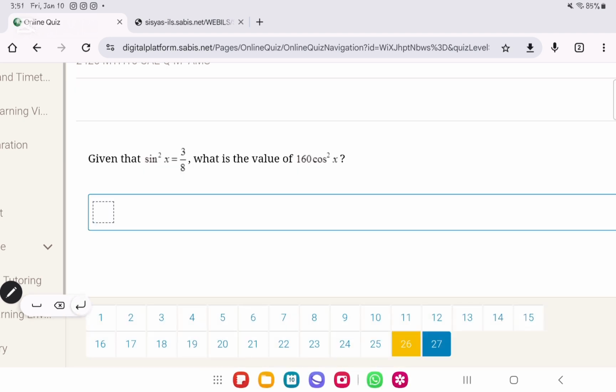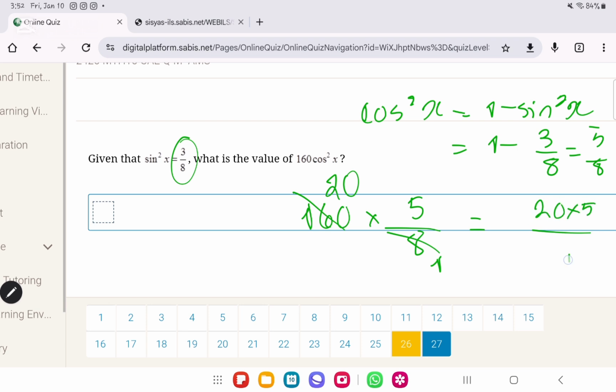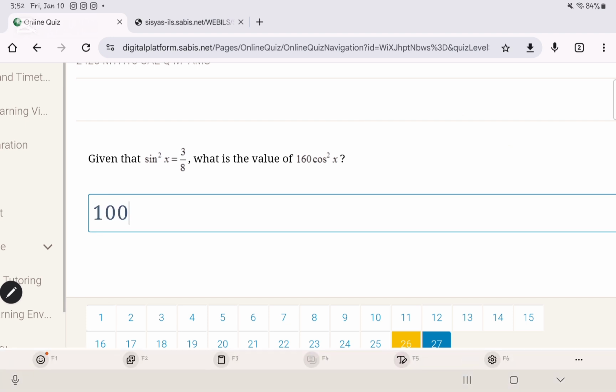Number 26. Here, this is a nice question again. We are given sine squared x. We just need to find 160 times cosine squared x. So cosine squared x is equal to 1 minus sine squared x. It's equal to 1 minus 3 over 8, which is 5 over 8. So that means 160 times 5 divided by 8. 160 divided by 8 will give us 20 over here and 1 over here. So that's 20 times 5 divided by 1, which is 100. So our answer over here is 100.